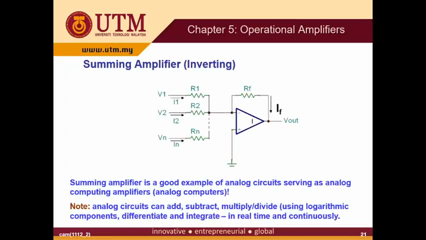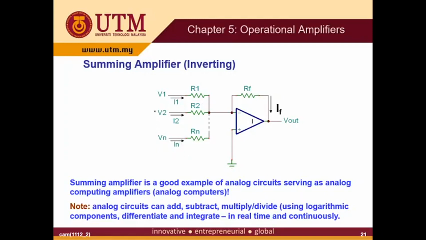Okay, next is the summing amplifier. We have the inverting summing or non-inverting summing. The summing amplifier is a good example of an analog circuit serving as an analog computing amplifier or analog calculator. An analog circuit can add, subtract, multiply, divide using logarithmic components, differentiate, and integrate in real time and continuously. This was the motivation in the earlier years of development of the amplifier: to use the amplifier to do mathematical operations.